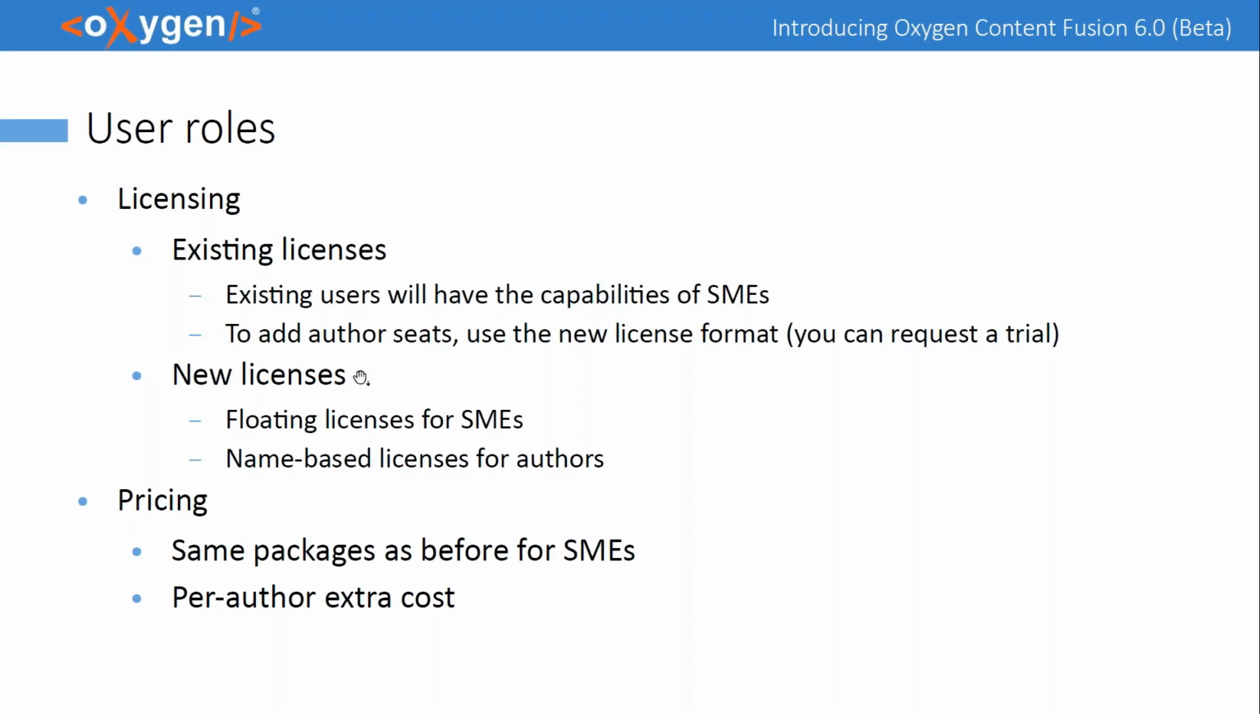The new license format has a floating license for SMEs, just as before, and it has name-based licenses for authors. So if you have 5 authors, you will have to assign the author roles for them in the administration page. The pricing is still to be decided, but our current plan is to have the same pricing for the SMEs, and each extra author that you add to Content Fusion will have a monthly cost.